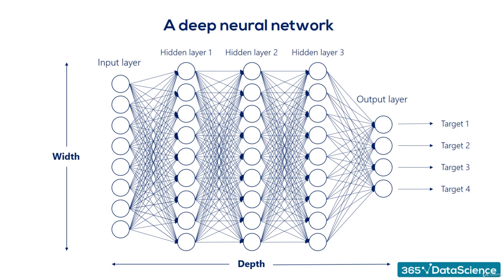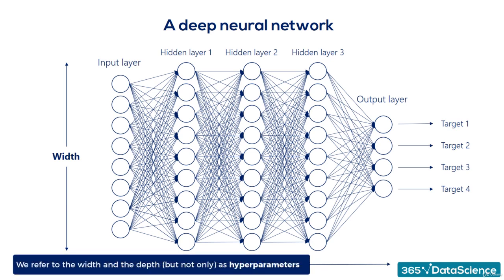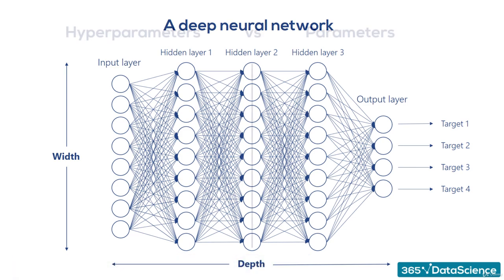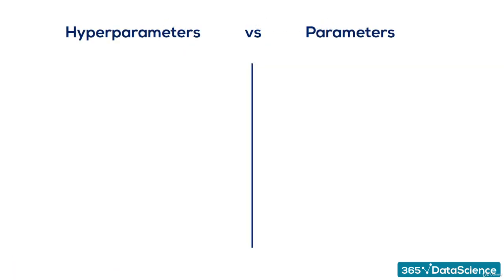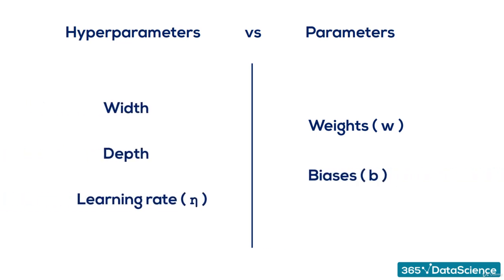When we create a machine learning algorithm, we choose its width and depth. We refer to these values as hyperparameters. Hyperparameters should not be mistaken with parameters. Recall that parameters were the weights and the biases. Hyperparameters are the width, depth, learning rate, and some other variables we will see later. The main difference between the two is that the value of the parameters will be derived through optimization, while hyperparameters are set by us before we start optimizing.